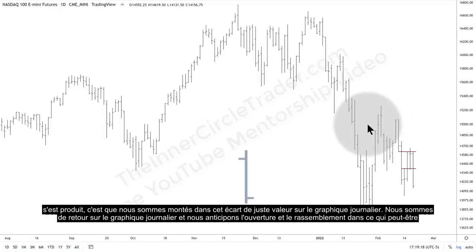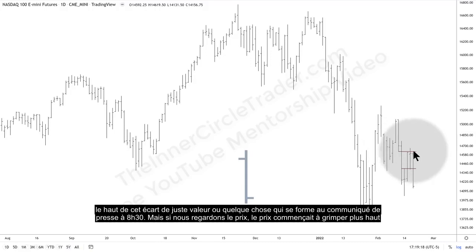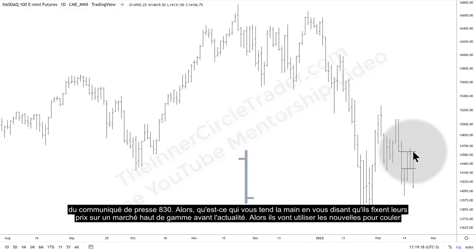So again, what's occurred is we went up into that fair value gap on the daily chart. We're back on the daily chart again. And we're anticipating the opening and rallying up into what? Maybe the high end of that fair value gap, or something forming at the news release at 8:30. But if we look, price was starting to pump up higher ahead of the 8:30 news release.